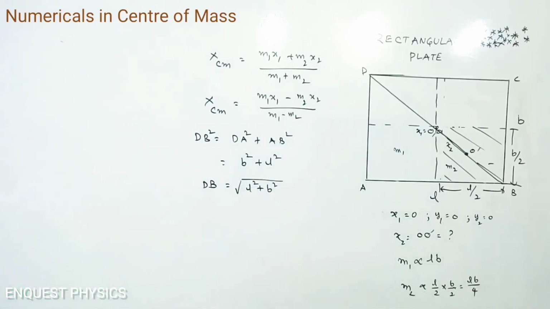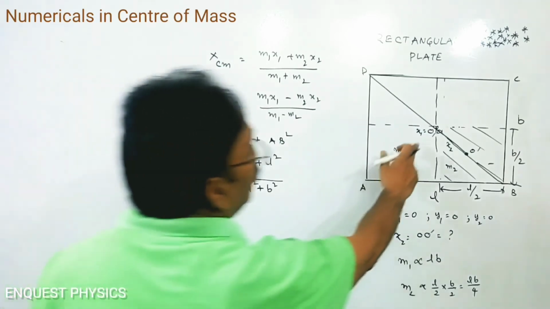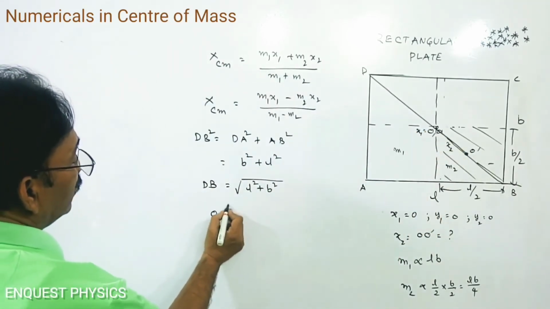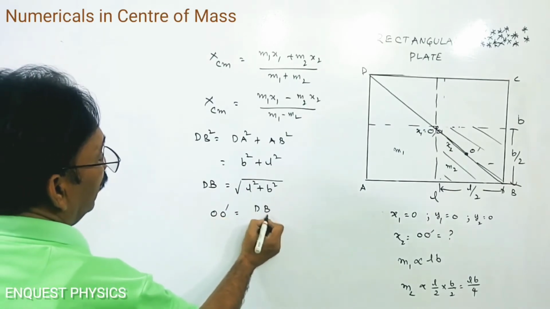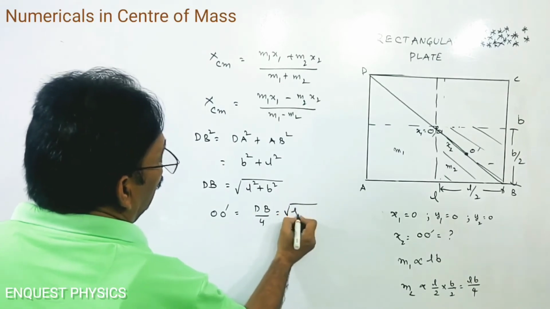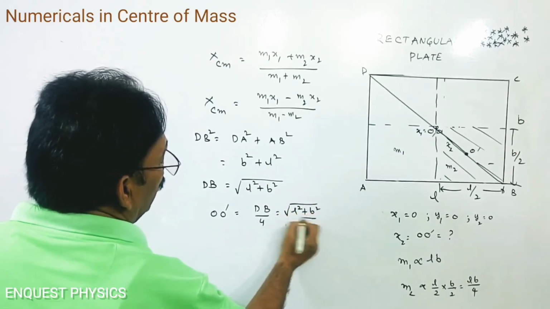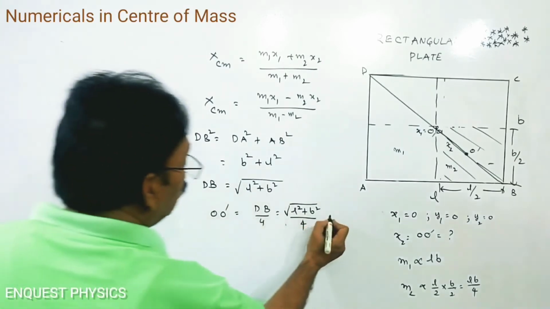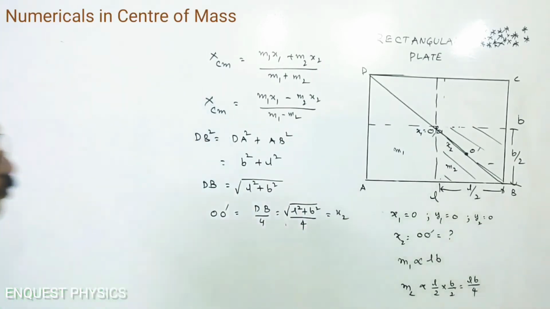Okay students, and we need to find out the O dash. Obviously it is fourth part of that. O dash is equal to dB by 4. It is root of L square plus B square by 4, and you know that it is equal to x2. Just we are substituting the values in.